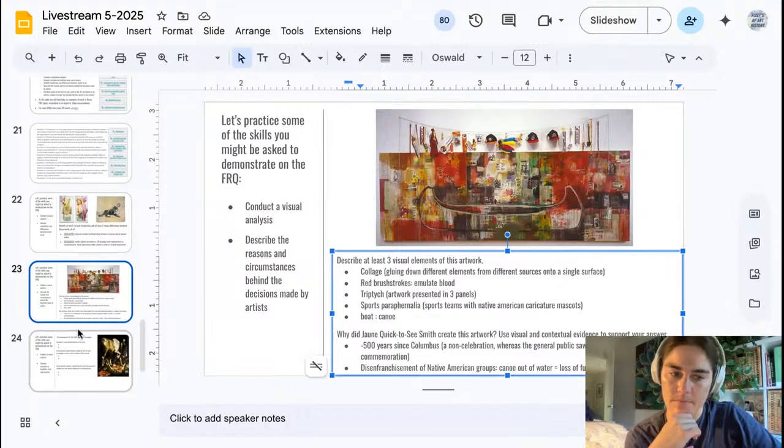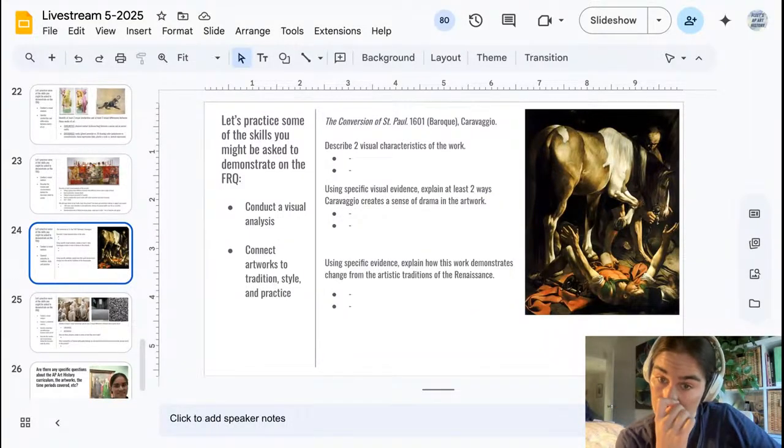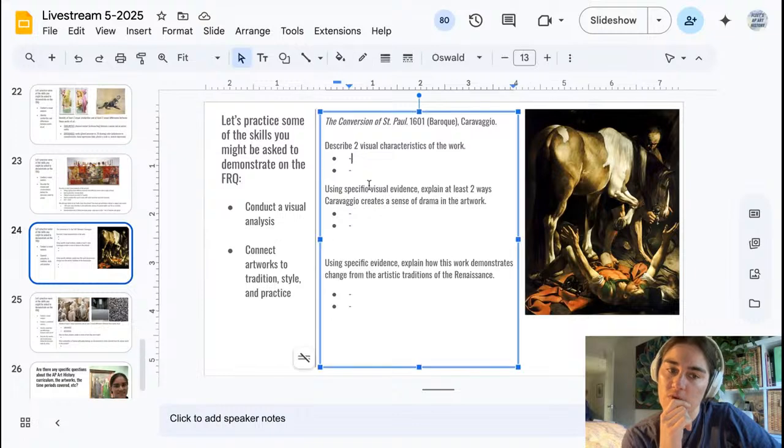Alrighty. So here's another one. This was another essay question that appeared a few years ago. What are a couple of visual characteristics of this artwork that we could discuss?